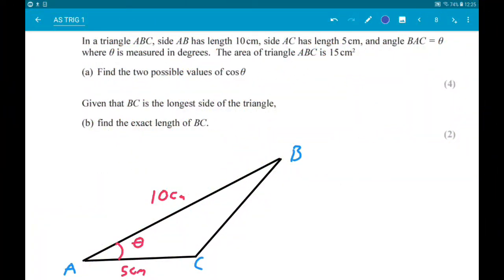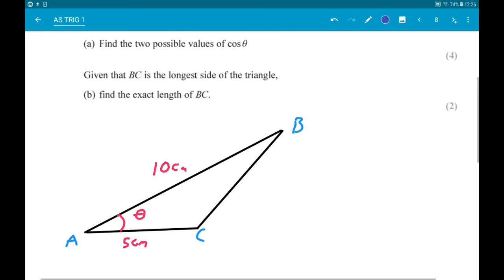Okay then, number 4. So, in triangle ABC, AB is 10 centimeters, AC is 5, and angle BAC is theta degrees. The area of the triangle is 15 centimeters squared, but find the 2 possible values of cos theta. Alright, so given that we are told what the area is, we can find sine theta.